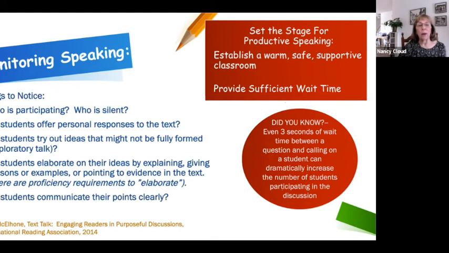And if I've created that nice, warm, safe, supportive condition for speaking, then I want to notice who's participating, who's silent. Are kids just giving a personal response to the text and never using evidence from the text? Am I allowing for kids to just try out an idea, just some exploratory talk? That's good too. And do I follow up with them if I feel they have enough proficiency to elaborate? I don't want to ask a kid to elaborate who I don't think is ready for that.